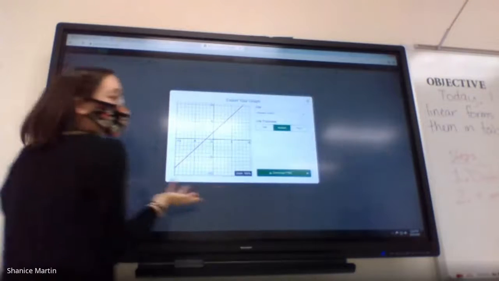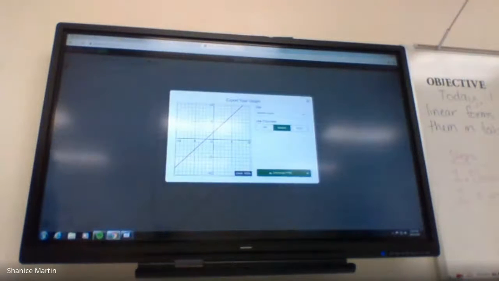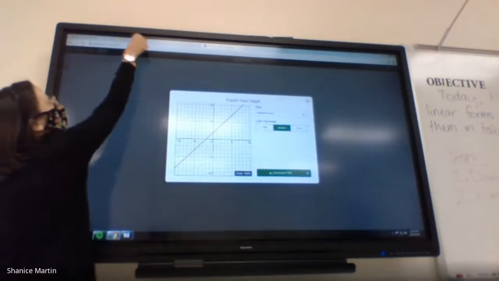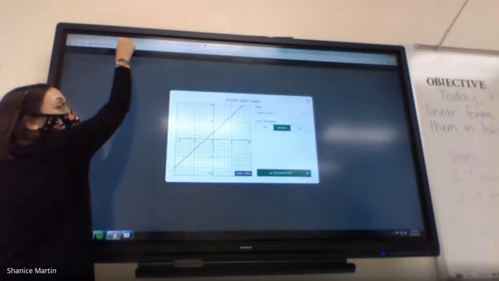Okay, and then this pops up, right? Okay, now take your mouse and click and drag it to the assignment and drop it somewhere.